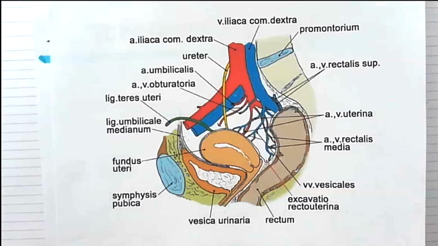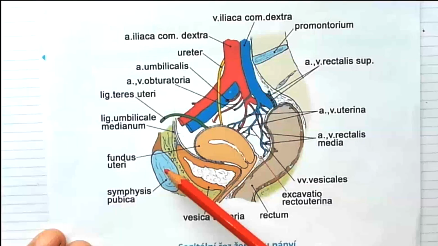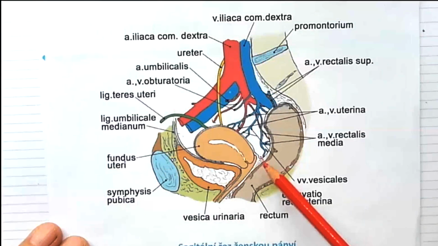pelvis. This is just a diagram showing the sagittal section of the female pelvis for orientation, starting with the pubic symphysis. Here you see the urinary bladder, vesica urinaria. Then follows the uterus with the fundus, corpus, cervix, then the vagina with the posterior fornix, then follows the rectum with the typical curvature, following the position of the sacrum, dorsally, posteriorly.